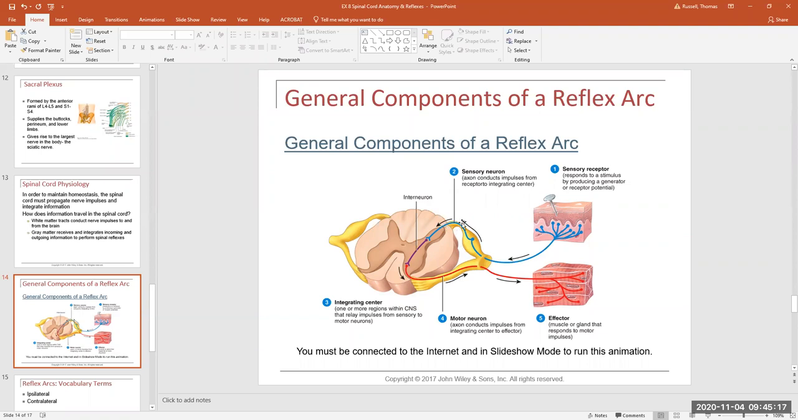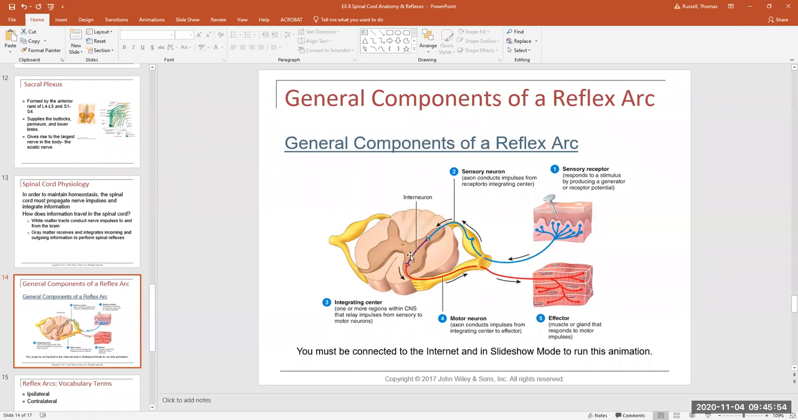Oh, by the way, this bulgy area is where the neuron cell bodies of sensory neurons are located. Sensory neurons are always these unipolar neurons, so their cell bodies are always housed in this little bulgy section. This little bulgy section is called the posterior root ganglion. A ganglion is where you have a whole bunch of neuron cell bodies in one place. So the sensory neuron carries the information through the posterior root into the spinal cord.